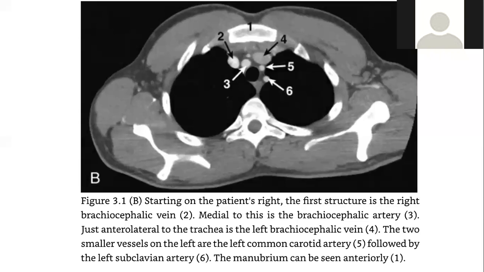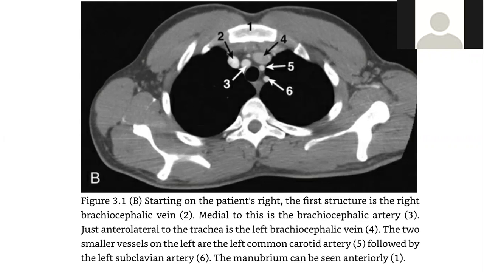Okay, next. All right, one is what? Sternum or something? Yeah, I think it's the manubrium. Manubrium is part of the sternum. So 2 and 3. 3 is gonna be your brachiocephalic artery. Let me make sure. Yeah, the artery is more medial, right? So 2 is gonna be your right brachiocephalic vein, 3 is your brachiocephalic artery, and 4 is your left brachiocephalic vein.